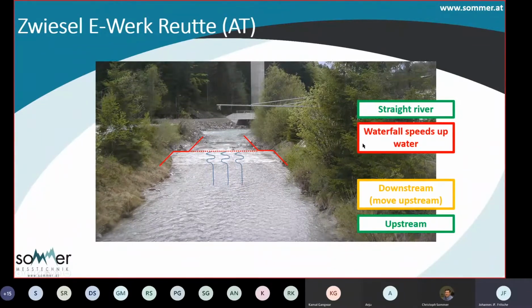We have the waterfall that speeds up the water. So downstream, in this case, wouldn't be the best choice, except if you would move the sensor further up the river. But looking upstream is good. So either if you have the instrument installed here, it should look upstream, or if it has to look downstream, then you should move the cross arm further upstream so that you get away from the waterfall here.